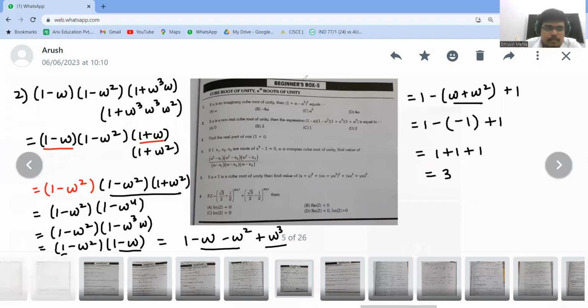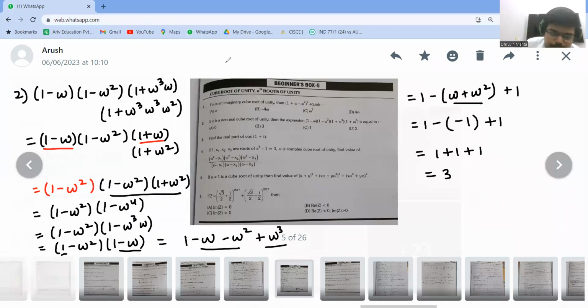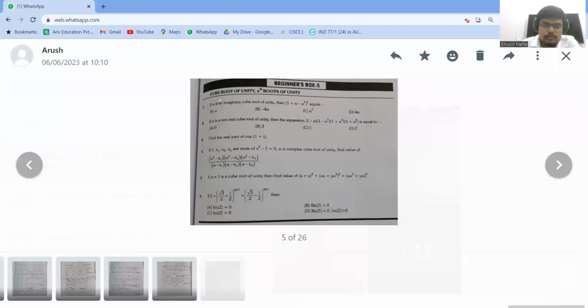Okay, let's take the next third one. The third sum actually does not belong to this. You're writing this? Yes. The next sum that we have: find the real part of cos of 1 plus i. This sum actually has got nothing to do with cube roots of unity. This actually should not be in this exercise.